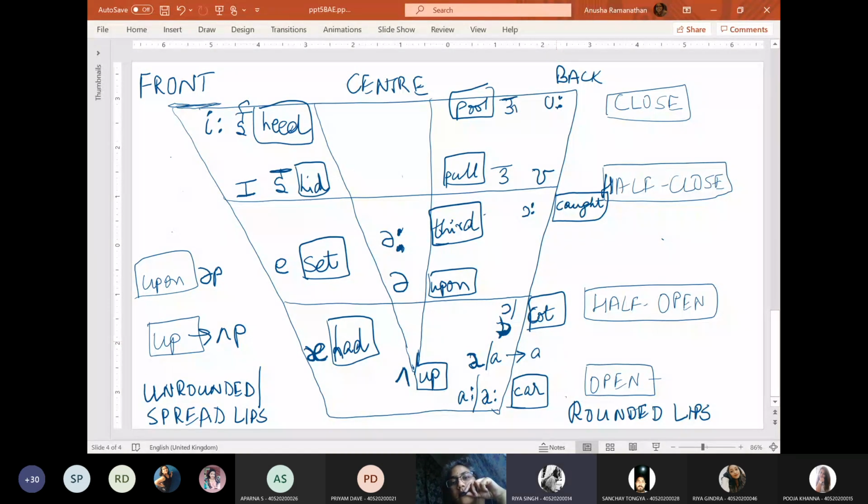Caught. No, that is awe. Awe and ah are different. Ask, for instance. Yes, bag, a. Bag is a.